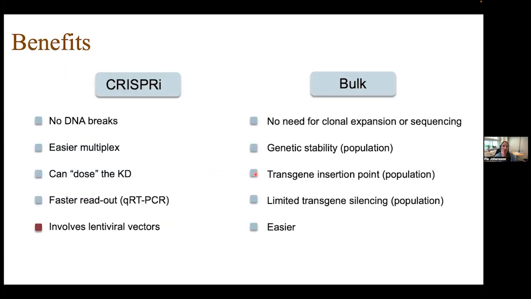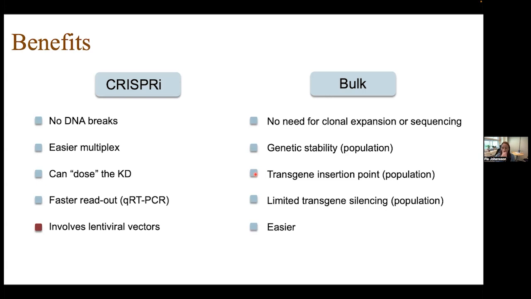So the benefits of using CRISPRi itself is that there are no DNA breaks. It is easier to multiplex because you don't have to worry about big translocations or deletions or things that can happen. You can actually dose the knockdown, so not the knockdown itself, but you can decide how much you want. It has a much faster readout, right? All you do is a qRT-PCR, and then you know that the mRNA is gone. Then you know that this is a knockout or a knockdown. You know exactly where you stand.